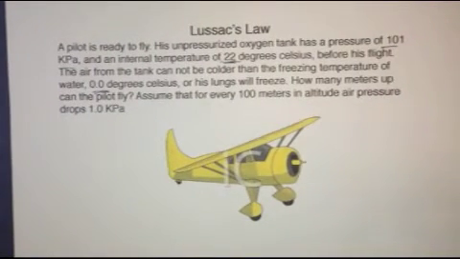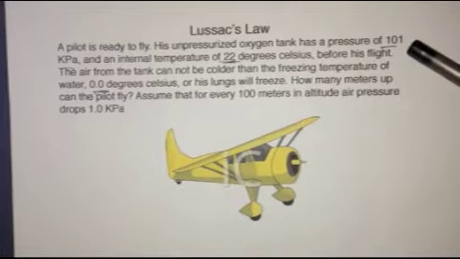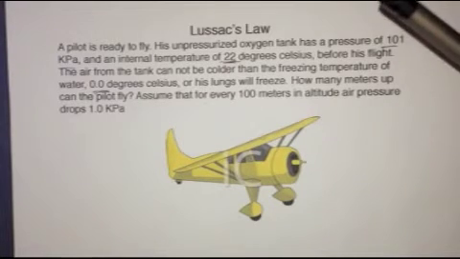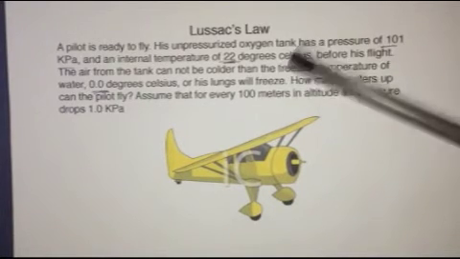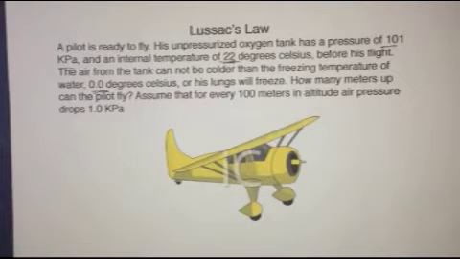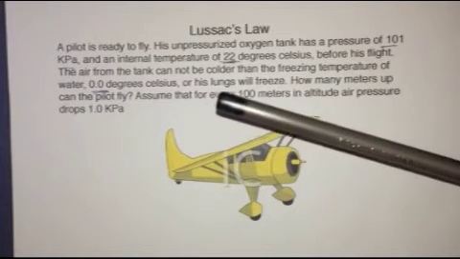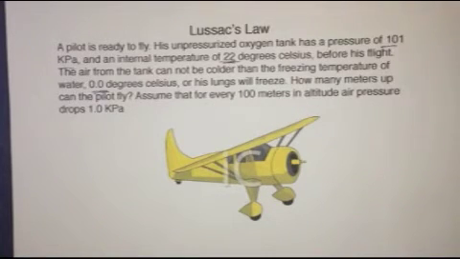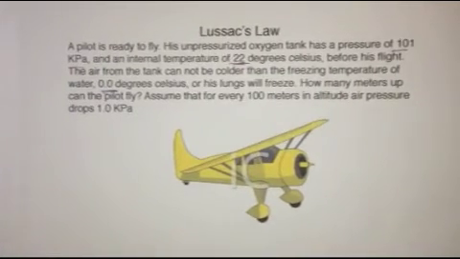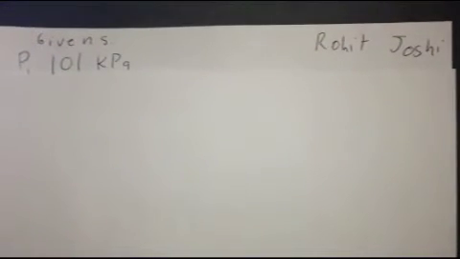So let's first identify our givens. He has an initial pressure of 101 kPa and an initial temperature of 22 degrees Celsius before his flight. And he has a final temperature which cannot be more than 0 degrees Celsius. Let's write that on our paper and convert it to the proper units.